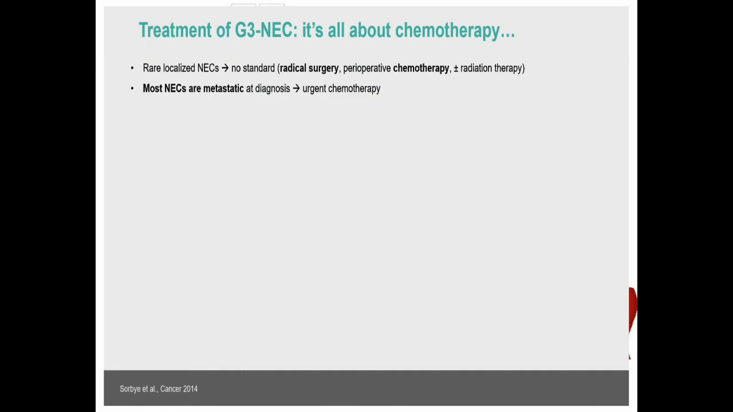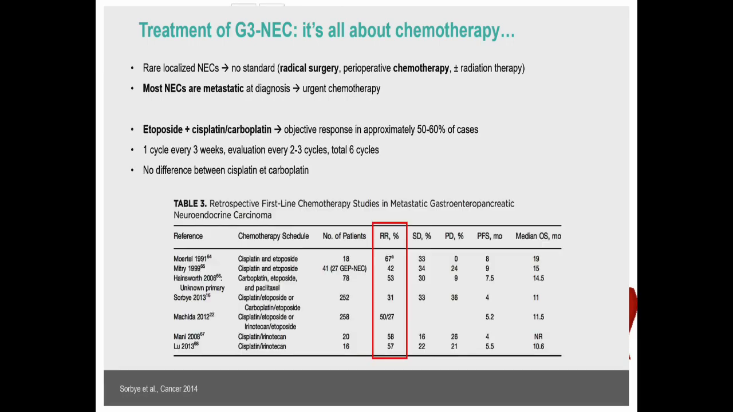Next, neuroendocrine carcinomas, G3, it's all about chemotherapy. Few patients have localized disease amenable to radical surgery with or without perioperative chemotherapy. But by the way, they are metastatic in most cases and they need urgent chemotherapy. The problem we have here, this is very aggressive disease and nothing has changed since the 90s from the studies from Charles Mertel, which were confirmed by Emmanuel Mitry in France, using the etoposide platinum combination, either cisplatinum or carboplatinum.